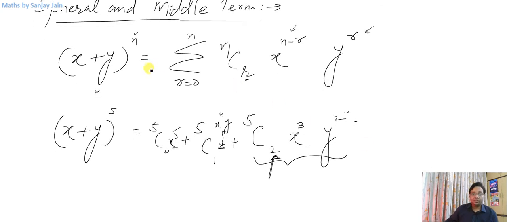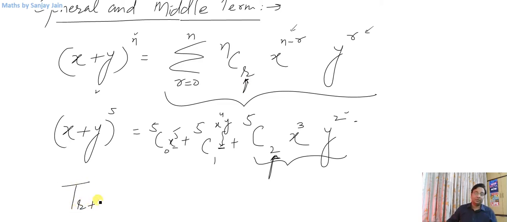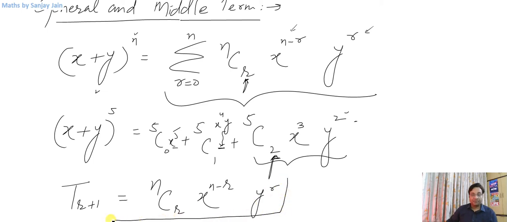Similarly, what is this term here? It has got r here. So it is the r plus 1th term that we are talking about. So this general term, if I write the general term like this, nCr x raised to power n minus r, y raised to power r, this is the r plus 1th term that I am talking about, right?